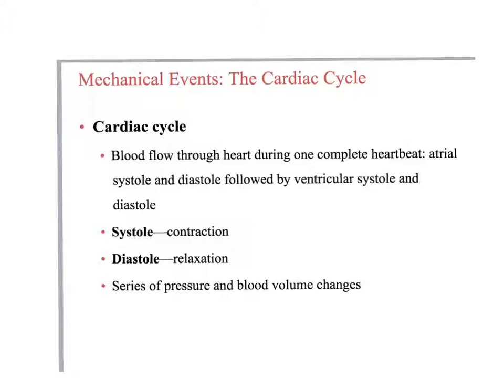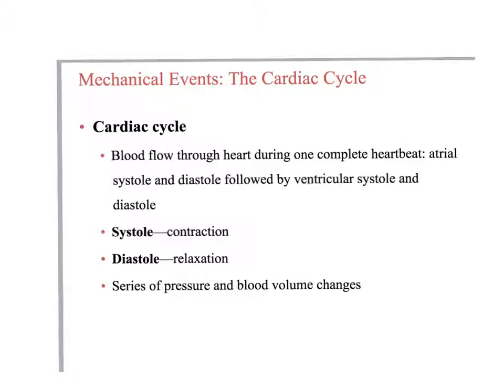So what happens to the cardiac tissue when the action potential goes through? It contracts, okay? And that contraction leads to mechanical events that happen in the heart. That's what we talk about in terms of the cardiac cycle. There are two parts to the cardiac cycle: systole, which is the contraction, and diastole, which is the relaxation.